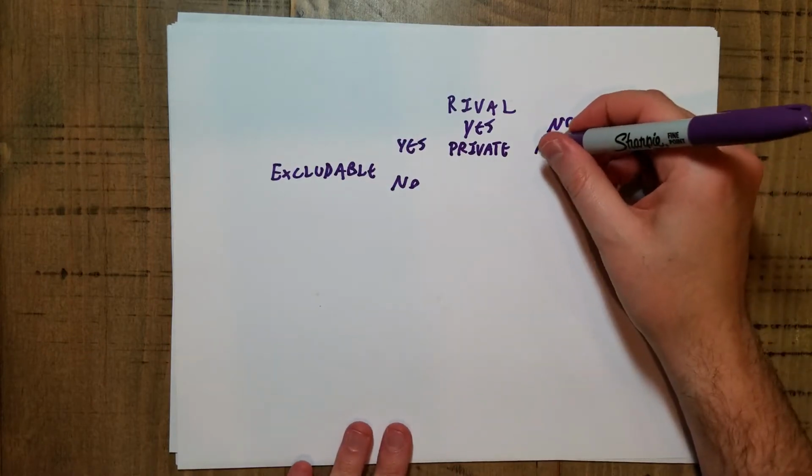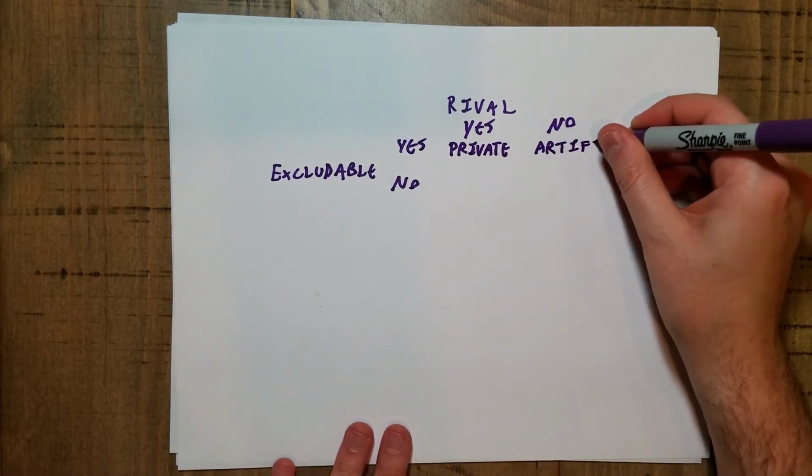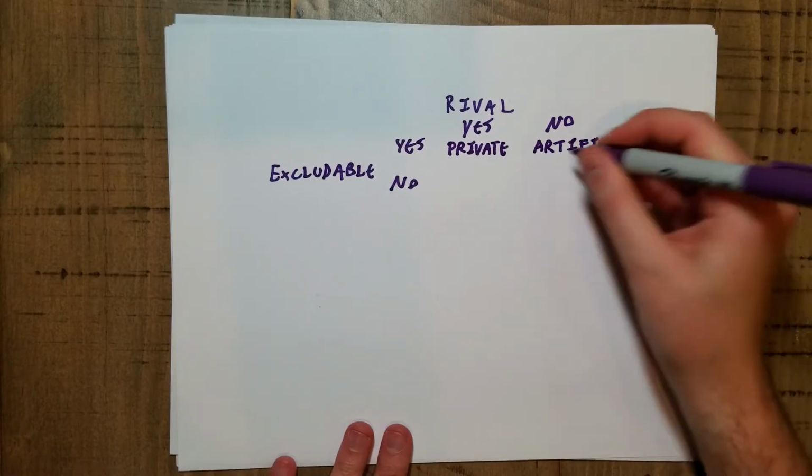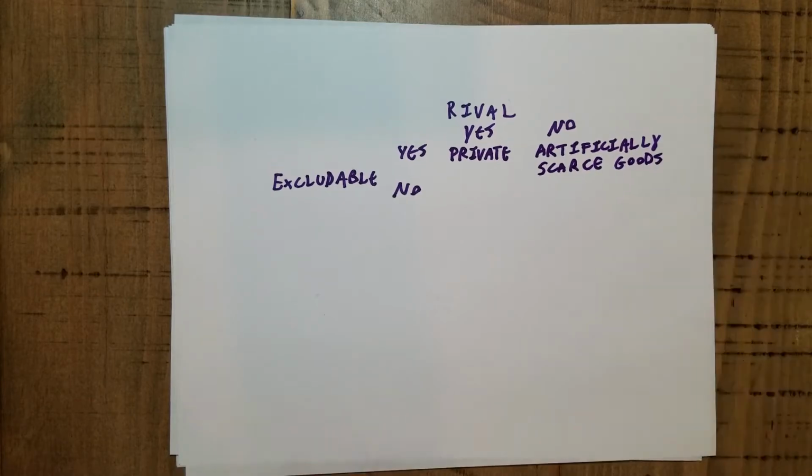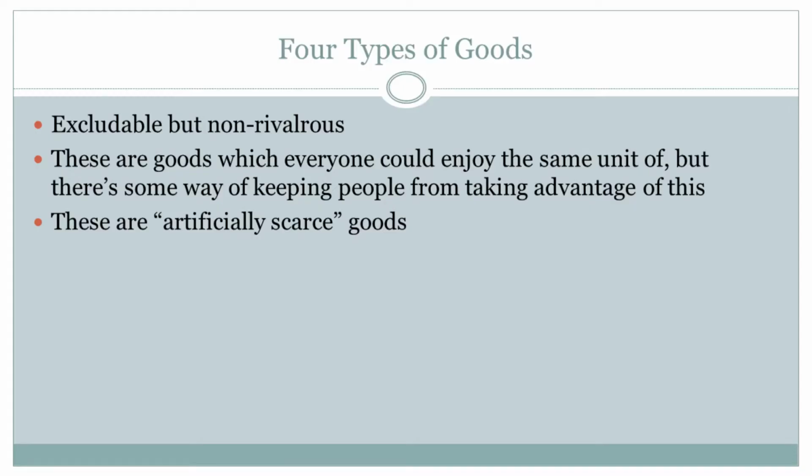The next one is goods that are excludable but not rivalrous. These are what are called artificially scarce goods. They're also called club goods sometimes. So what is an artificially scarce good? Well, it's excludable, so I can stop you from using it, but it's not rival, which means that if I did let you use it, I would still have just as much as I started with. There's actually a lot of these kinds of goods, even though it's a little bit hard to think about.